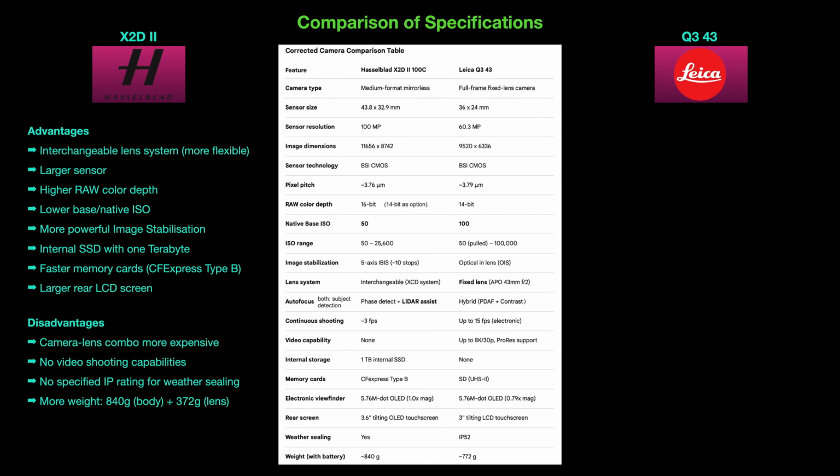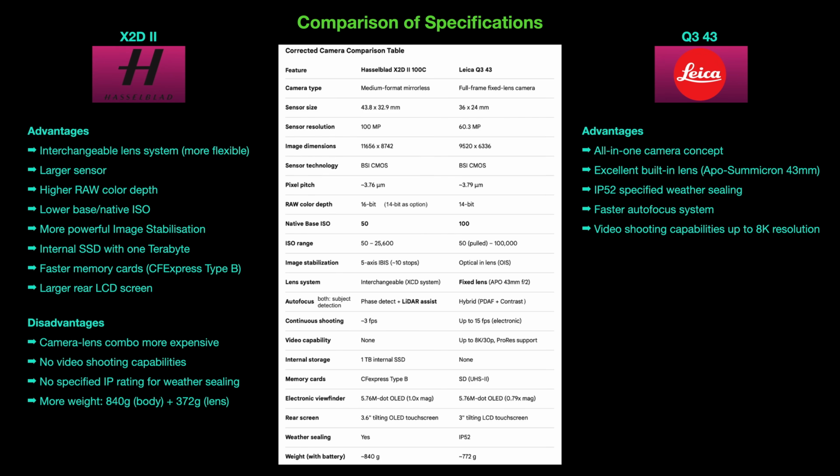You have no specific IP rating for weather sealing, I mentioned that, and you have more weight because the camera body itself is already a bit heavier than the Leica Q3 43, and the lens contributes another 372 grams on top. On the Q3 43 side, what are the advantages?